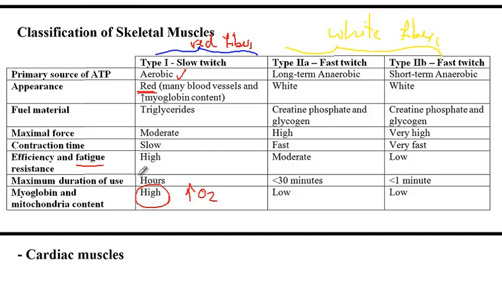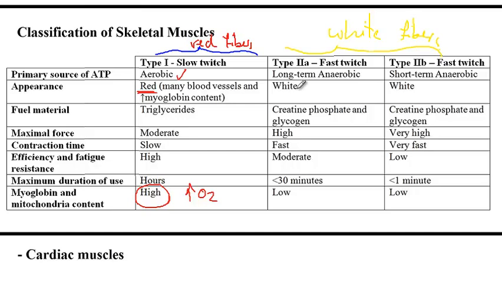So you see how human runners, since they have red muscle fibers, can run for hours. But then the downside to these muscle fibers is that their contraction time is relatively slow and the maximal force that they produce is moderate. Versus the fast twitch muscle fibers, also known as type 2 muscle fibers, which rely on anaerobic respiration.